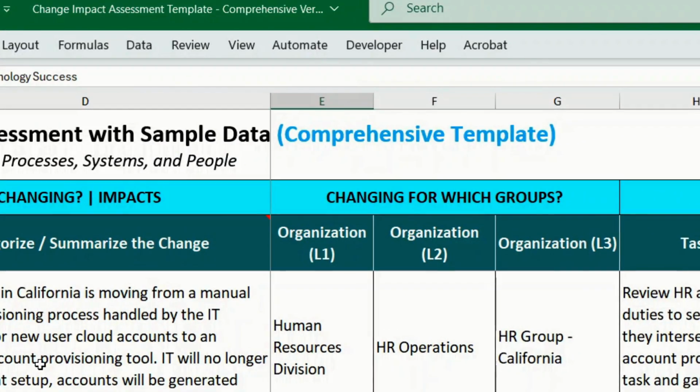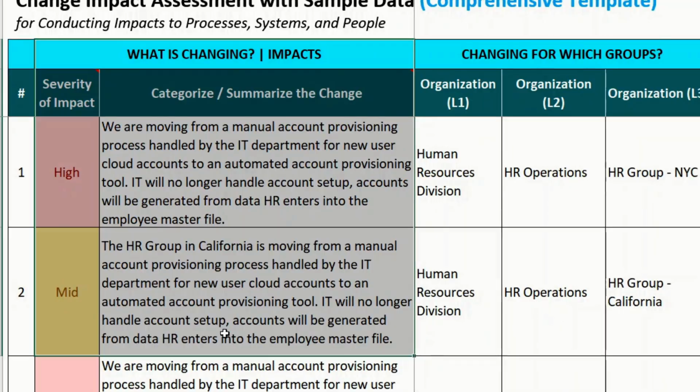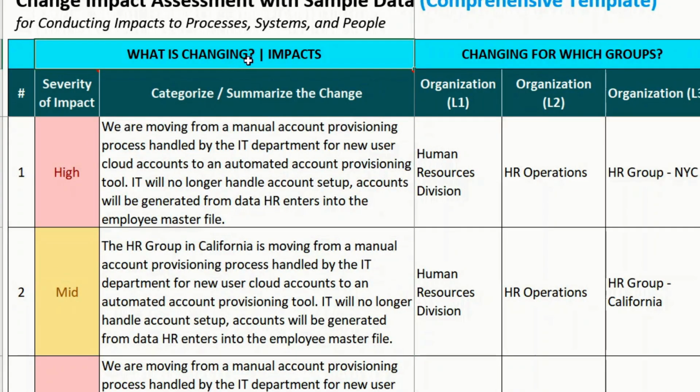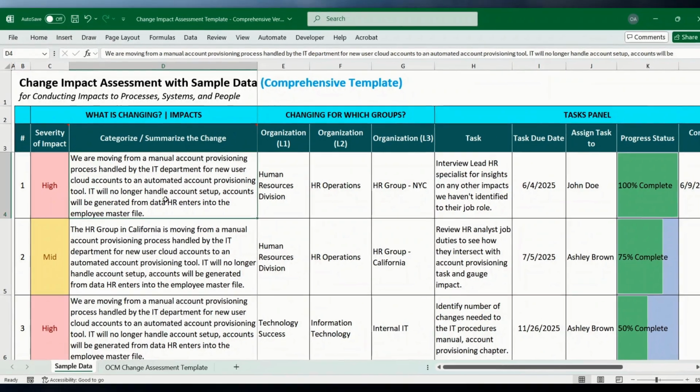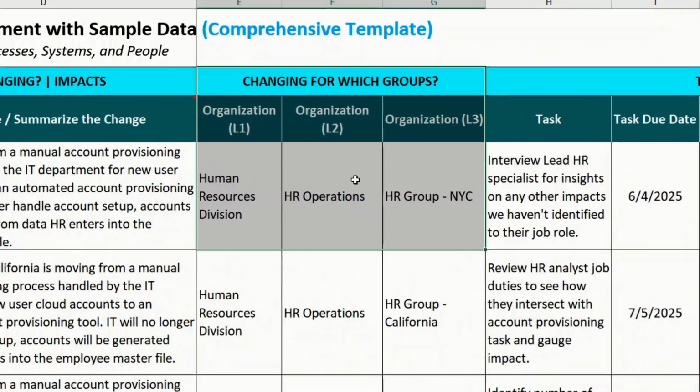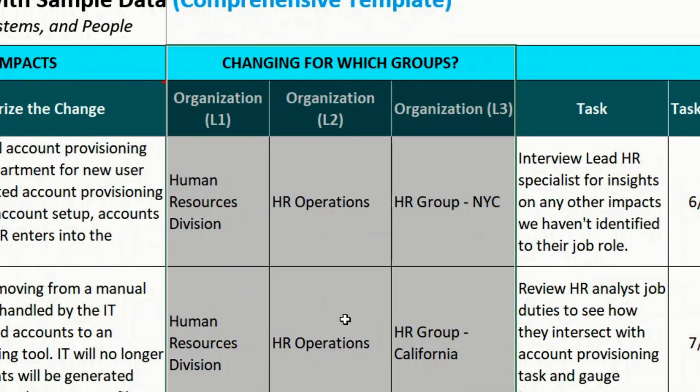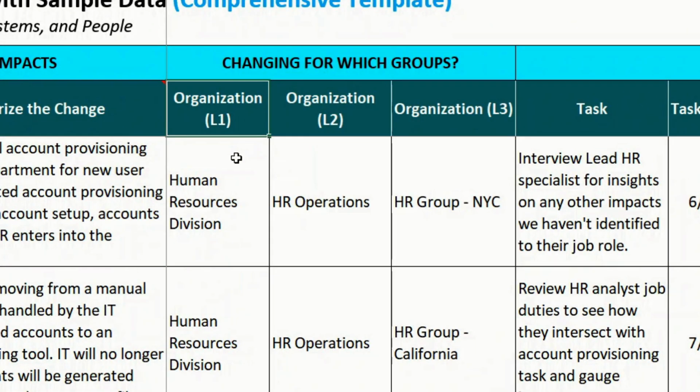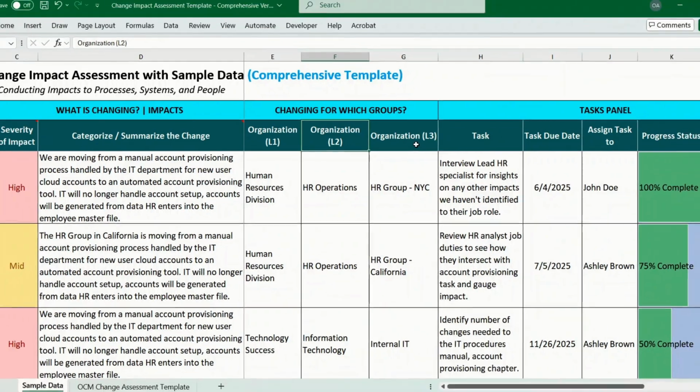For our sample data, you see the first group here, which is what is changing and impact. That includes severity of impact and a summary of what is changing. And then with this next segment, you see we have entered organization level 1, 2, and 3. Once again, it is not mandatory that you have to go down to level 2 or level 3.